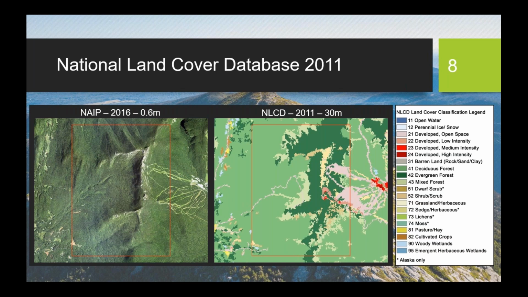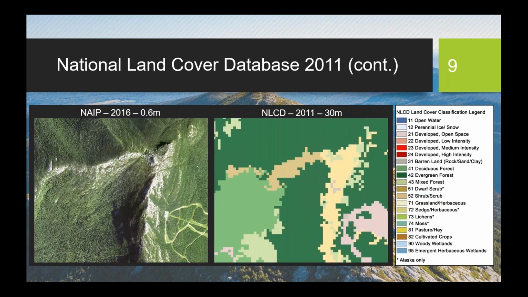Fully zoomed out, you can see the NLCD does a good job of capturing the existence of Mount Mansfield. It captures the overall shape. But as you zoom in, this is the northern half of the mountain.